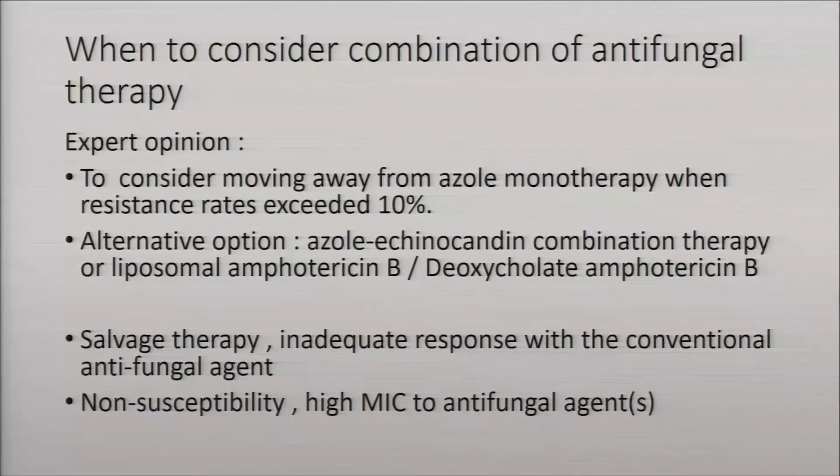Now, when you consider combination therapy of antifungal agents, if you have your surveillance data and you can prove that the resistant baseline of your Aspergillus fumigatus is more than 10%, yes, then when you encounter patients that need treatment for mold, maybe you have to consider antifungal combination therapy. An alternative option will be azole plus echinocandins or amphotericin B. Salvage therapy means that when the patient shows inadequate response to the antifungal agents as according to the recommendations, you might consider second-line or even combination therapy.